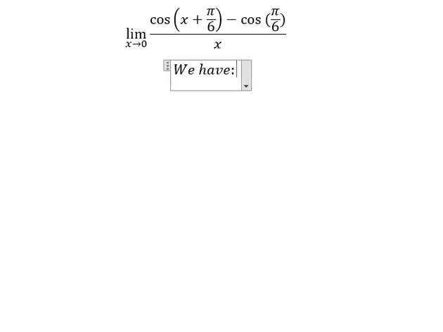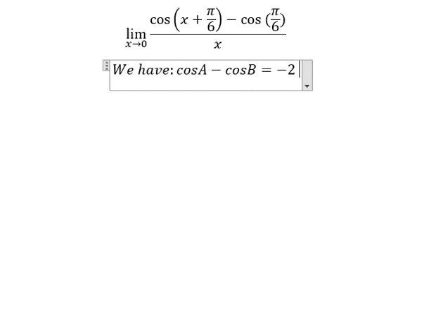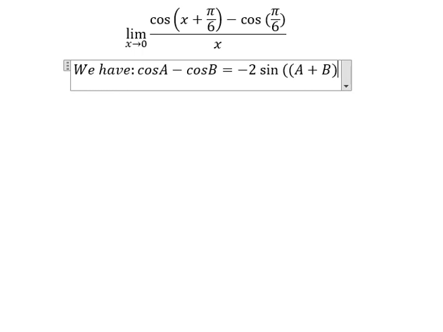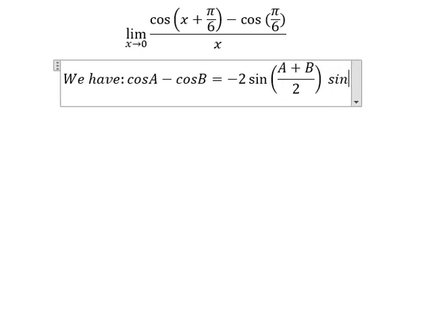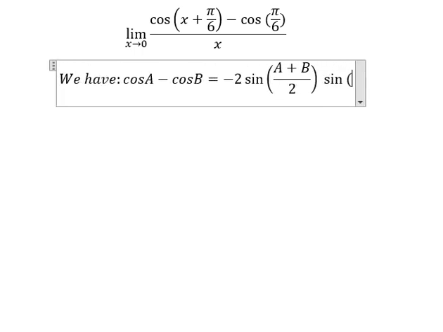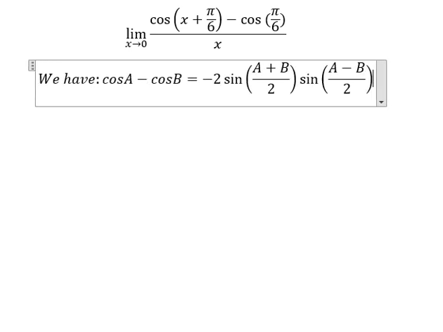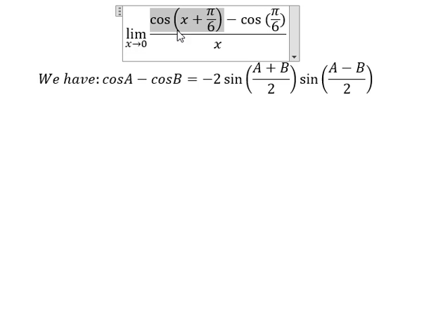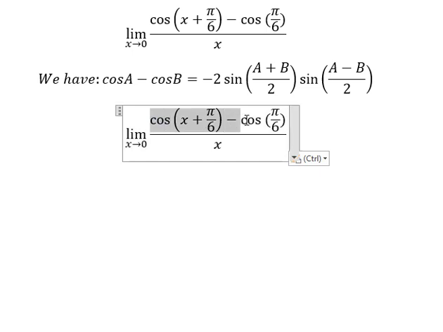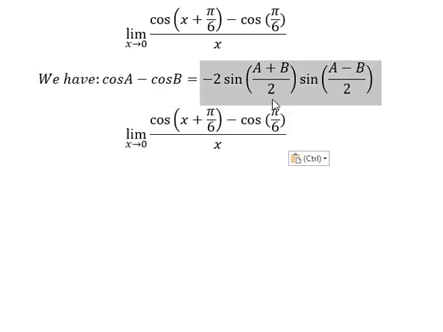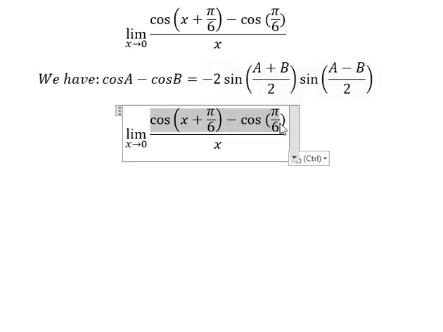We have the formula in here that is about cosine A minus cosine B equals negative 2 sine of (A plus B) over 2 and sine of (A minus B) over 2. So this is about cosine A, this is about cosine B. Now we need to transform this one into this one, and now we have it like this.